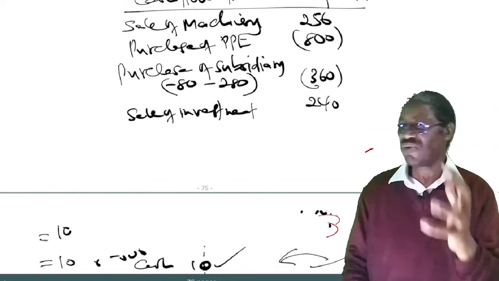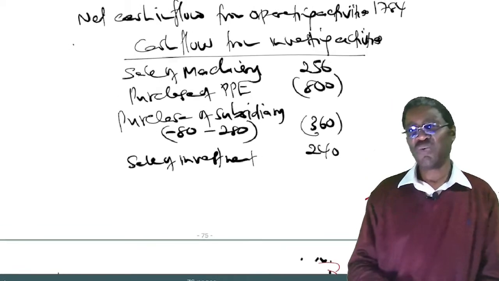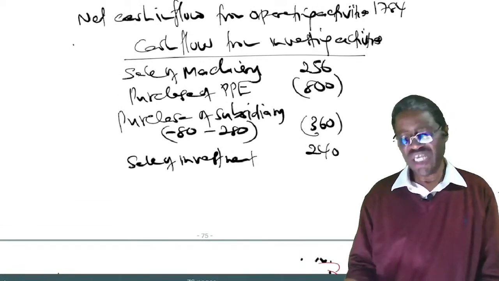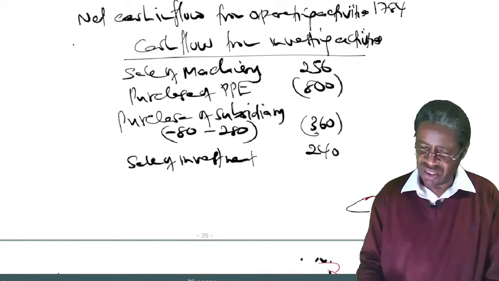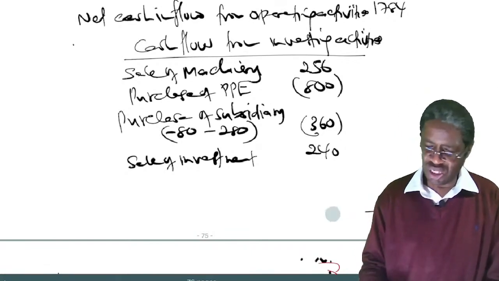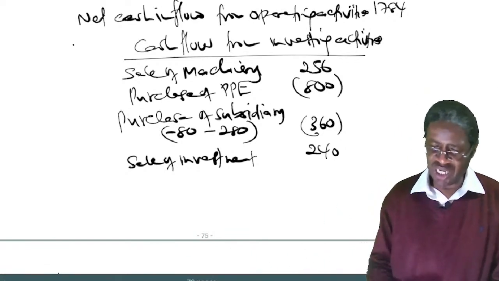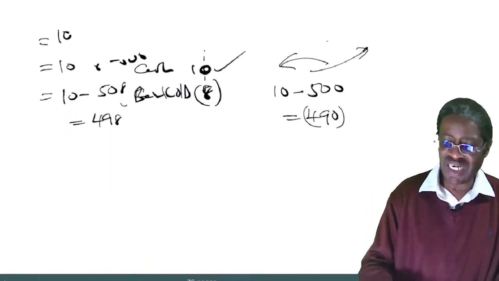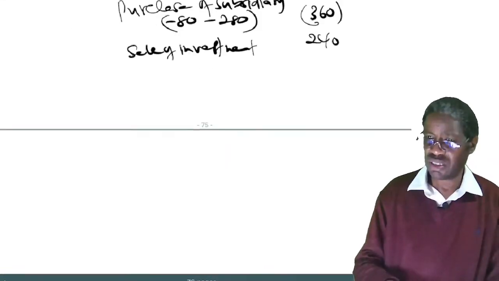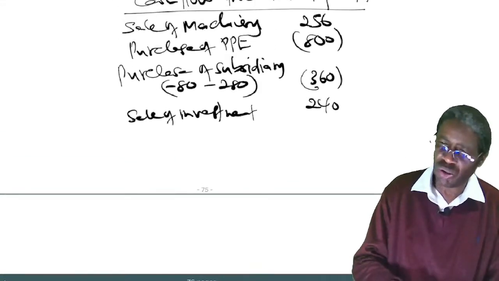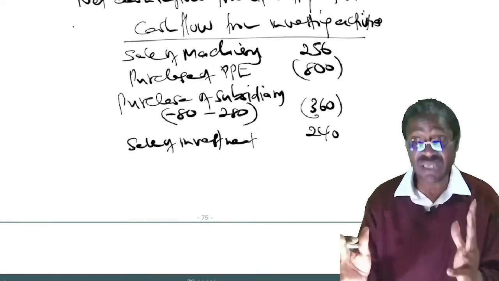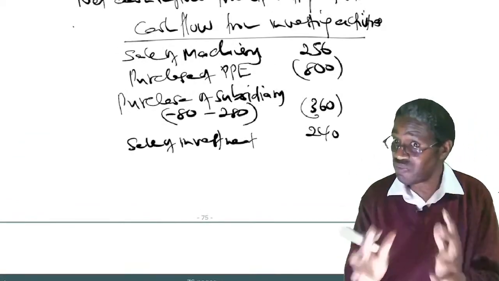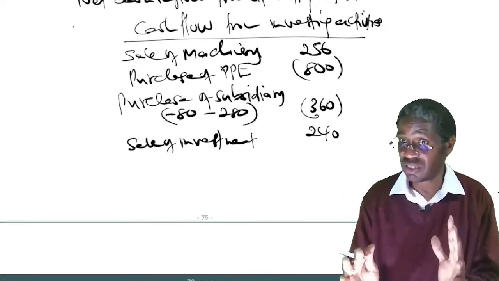We are still looking for investing activity items. What I have done, I have analyzed the items from the additional information. But that may not be all as far as identifying the investing activities are concerned.